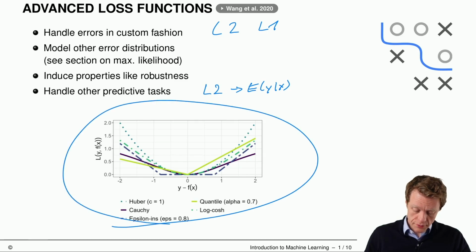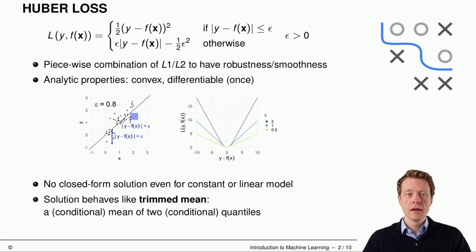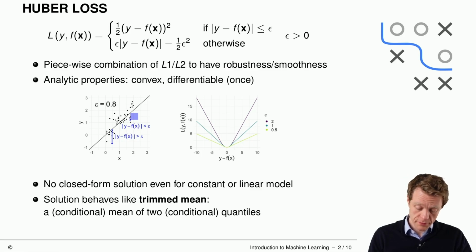So what you see here is a plot of the different loss functions that we will cover. Let's go through them one by one. The first loss is the Huber loss. The formula seems perhaps intuitive, perhaps not. You can decide on your own.